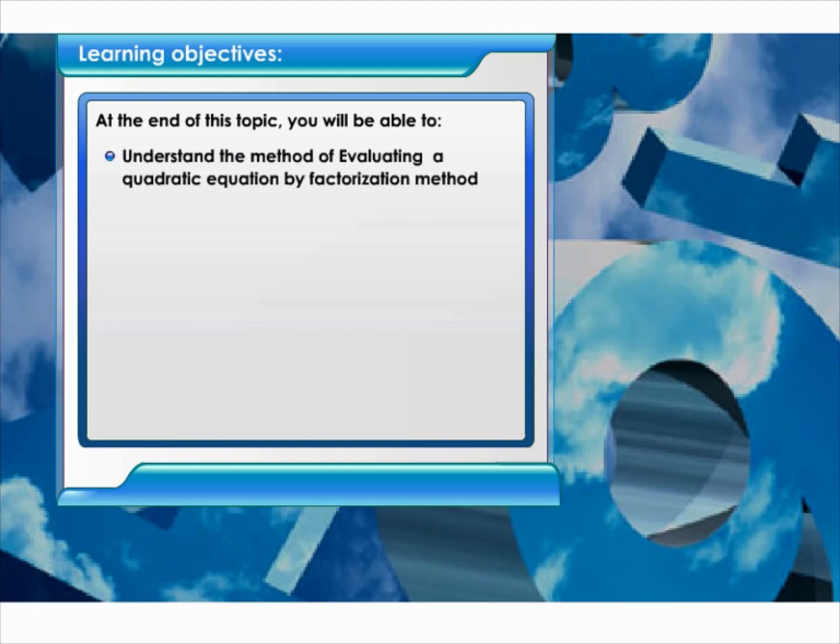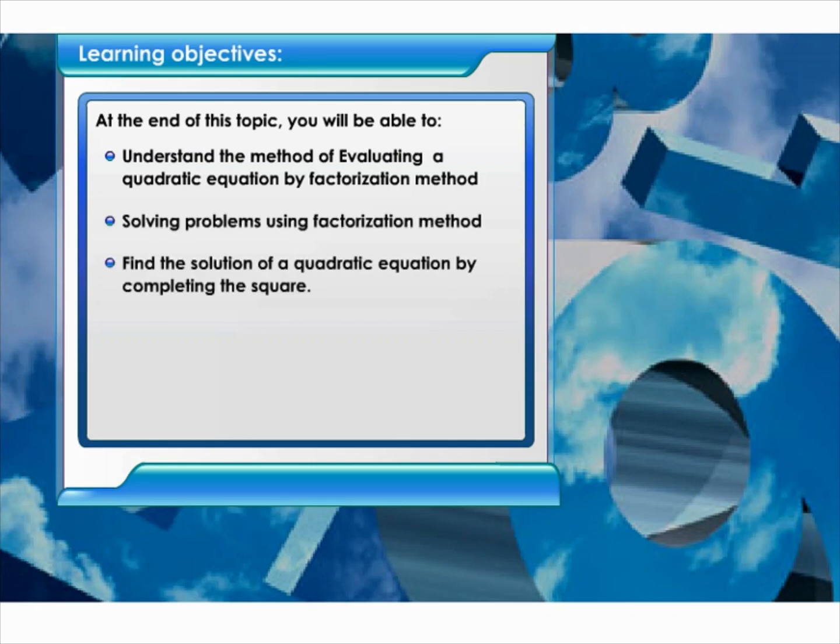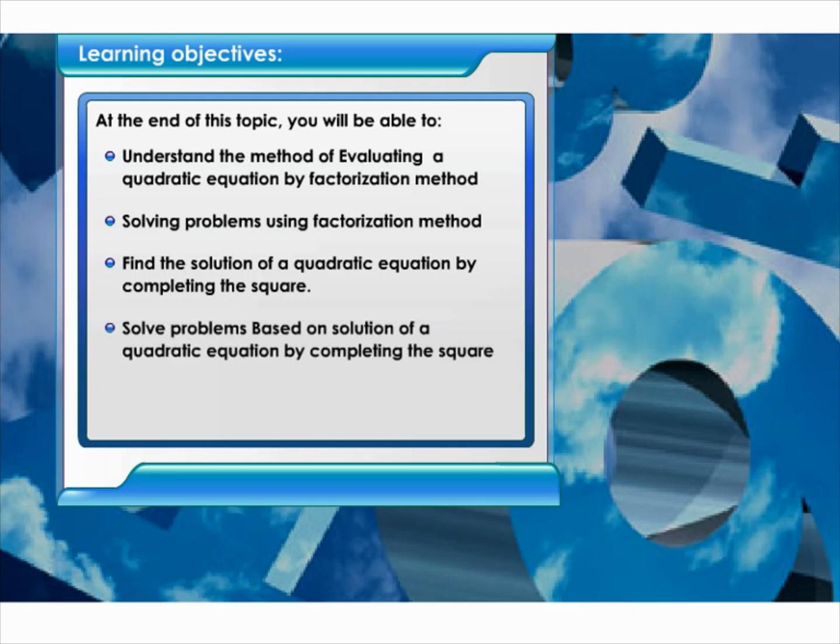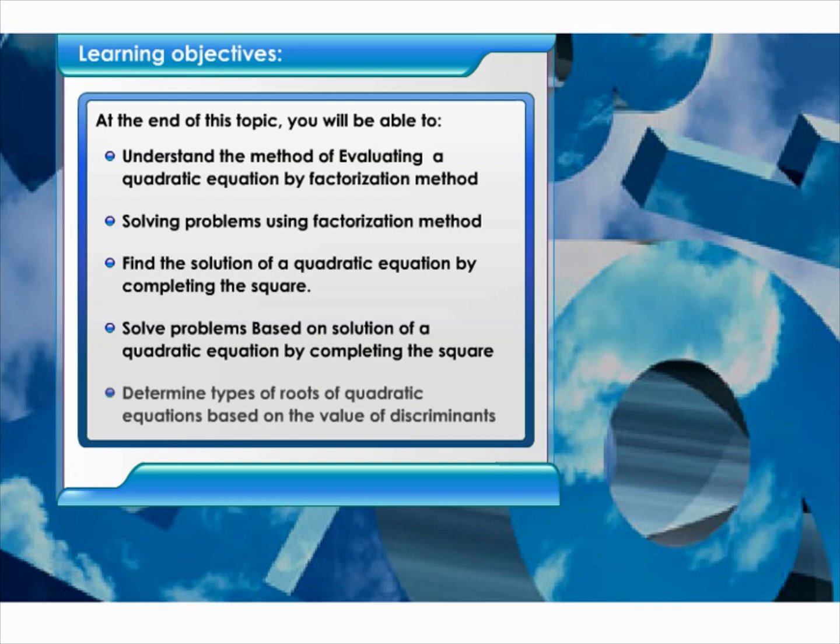Learning objectives. At the end of this topic, you will be able to understand the method of evaluating a quadratic equation by factorization method, solving problems using factorization method, find the solution of a quadratic equation by completing the square, solve problems based on solution of a quadratic equation by completing the square, determine types of roots of quadratic equations based on the value of discriminants.